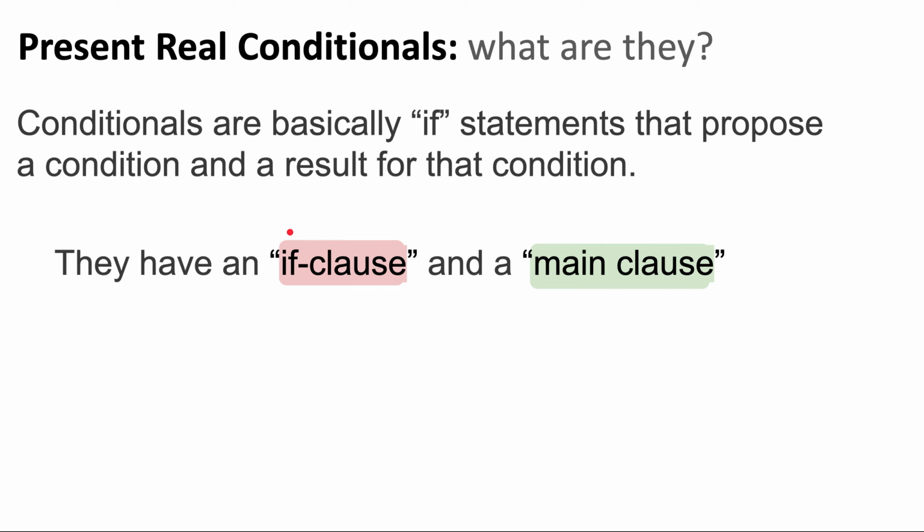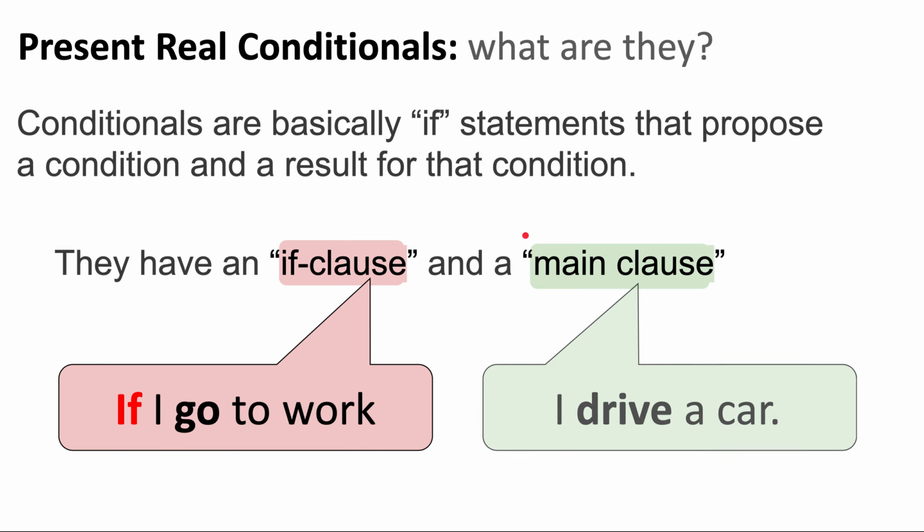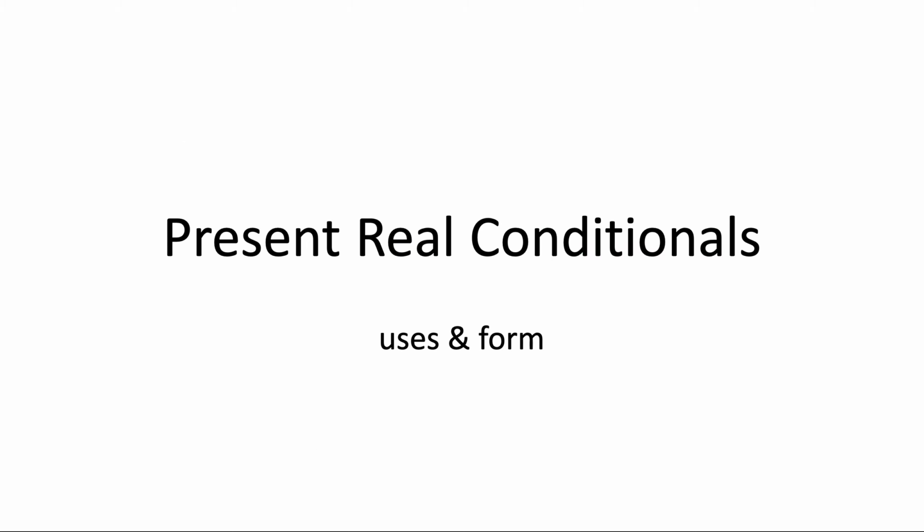They have an if clause, for example, if I go to work, and a main clause, for example, I drive a car. The if clause is the condition and the main clause is the result of that condition. If I go to work, I drive a car. Now let's look at the uses and the form.